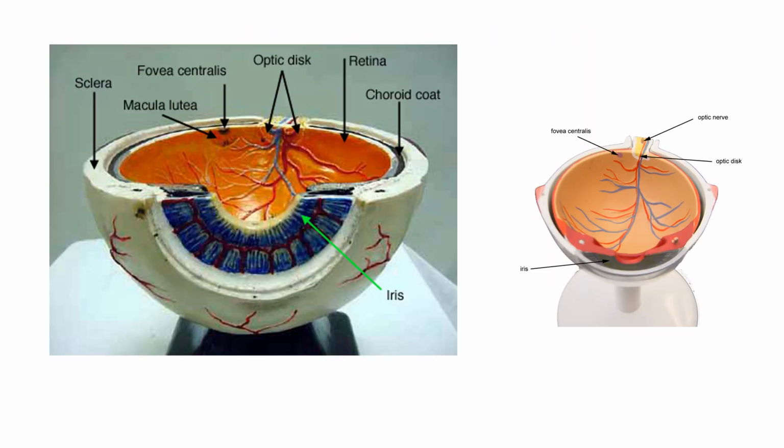So here is the same model again, but from a more anterior perspective. Again, we can see the colored iris, the hole in the middle is the pupil. You can see the choroid. The orange region represents the retina. Where the axons are exiting is the region called the optic disc, also known as your blind spot. The area shown here on the back of the retina is the fovea centralis.